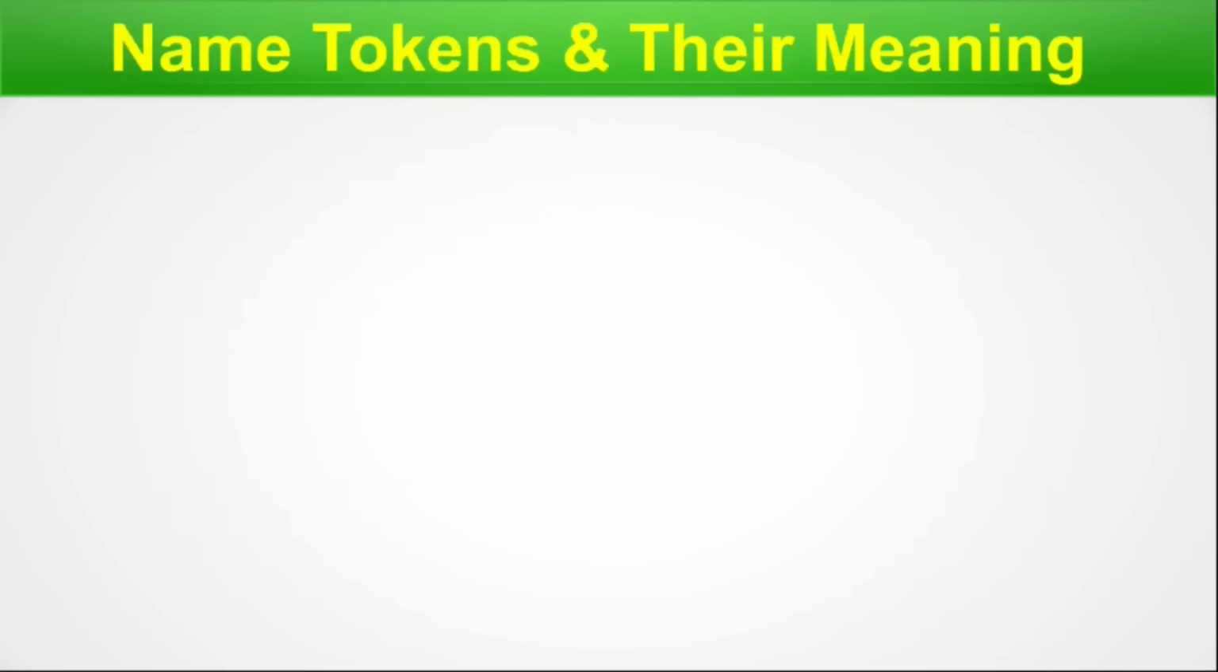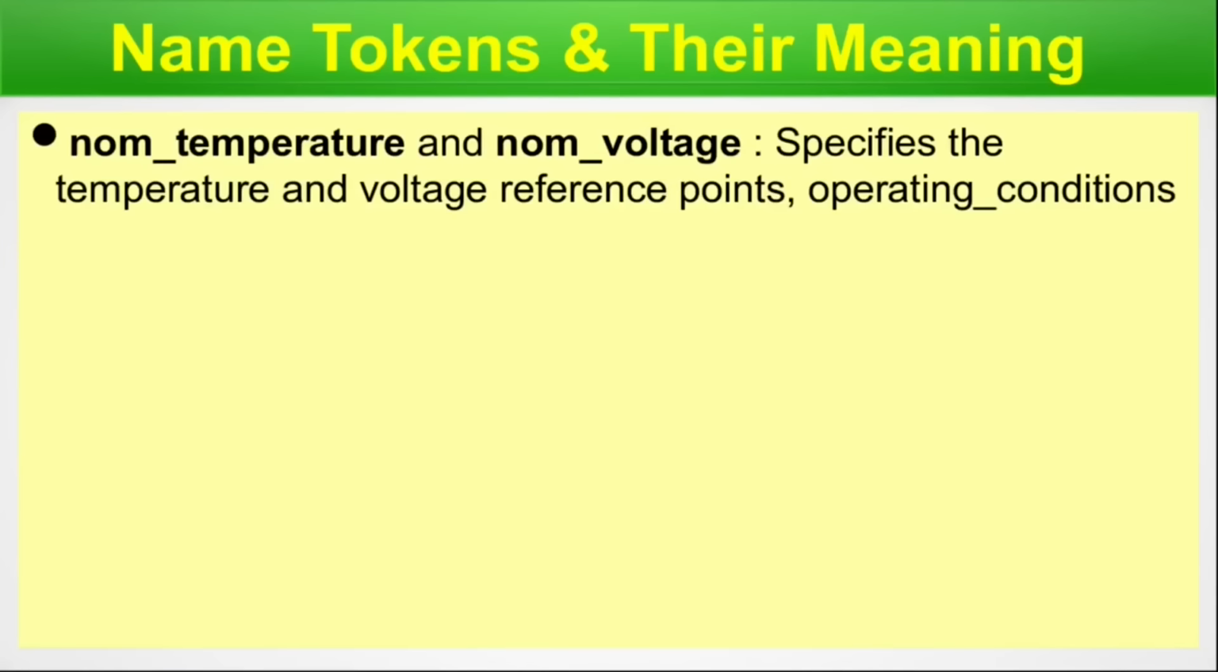So let's move on. Name tokens and their meaning. Before jumping into each section and analyzing them in detail, let us get familiar with a few frequently used name tokens and their meaning. These have very straightforward meanings. Some of them I have already explained theoretically in some of the previous episodes. So here we go. Norm temperature and norm voltage. These two name tokens specify the temperature and voltage reference points, that is the operating condition.